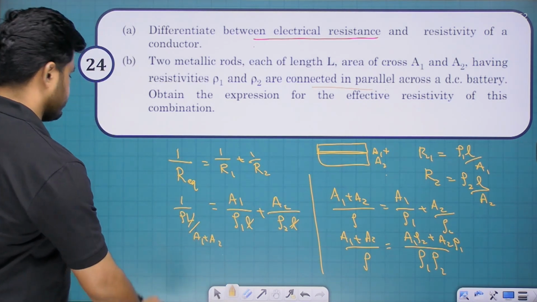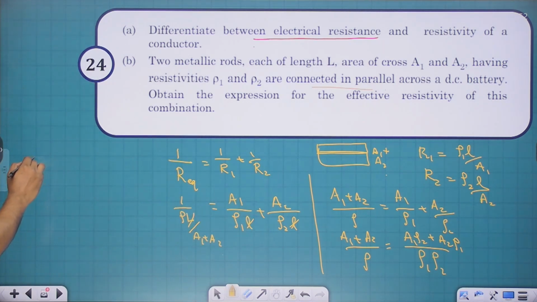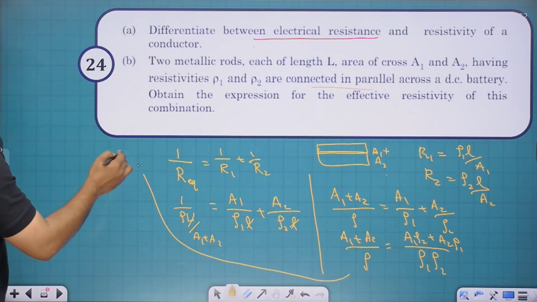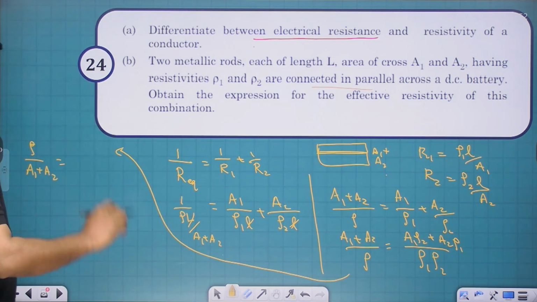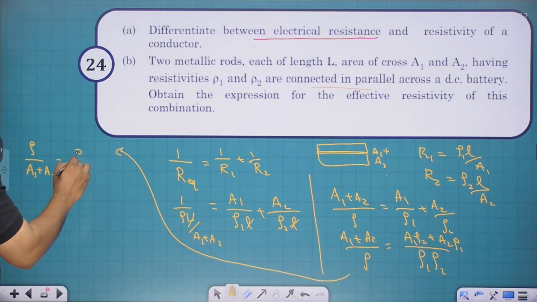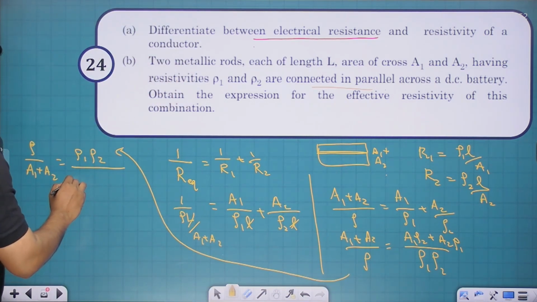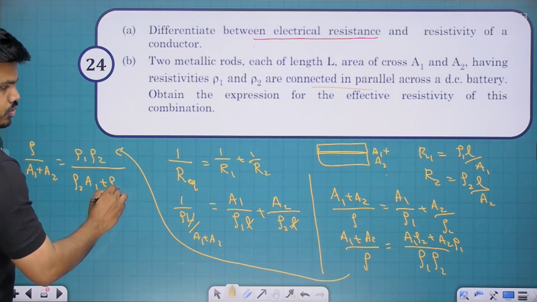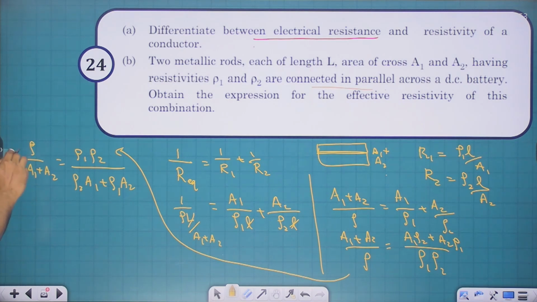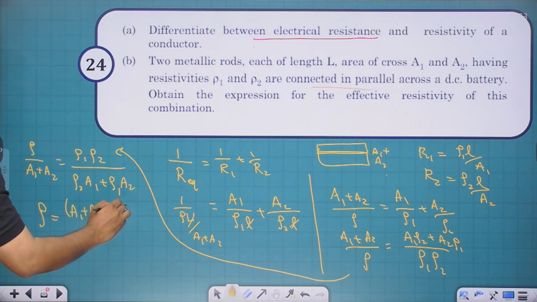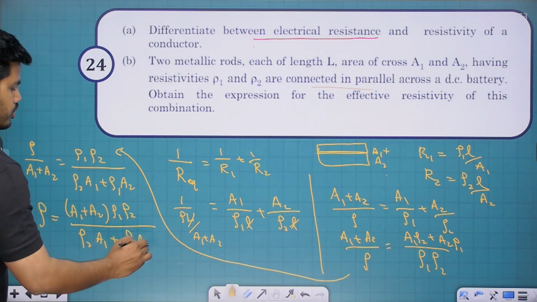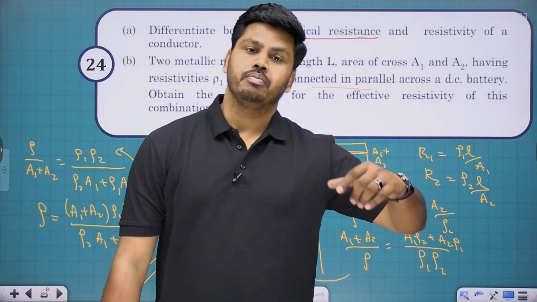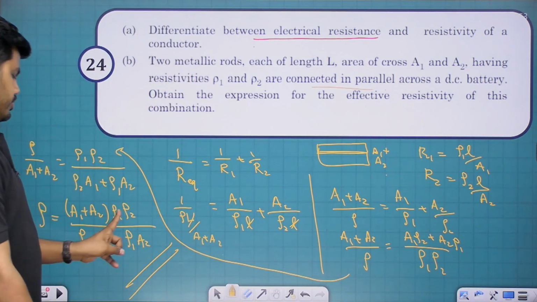Rho is the effective equivalent resistivity. So let me take the reciprocal of this. Rho divided by A1 plus A2 is equal to ρ1 ρ2 divided by ρ2 A1 plus ρ1 A2. So what is rho finally? Rho is equal to A1 plus A2 into ρ1 ρ2, the whole divided by ρ2 A1 plus ρ1 A2. That is your equivalent resistivity in terms of resistivity and area of cross section. That is how we got it.